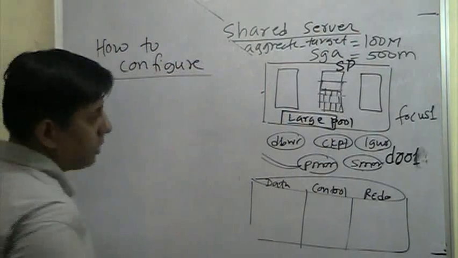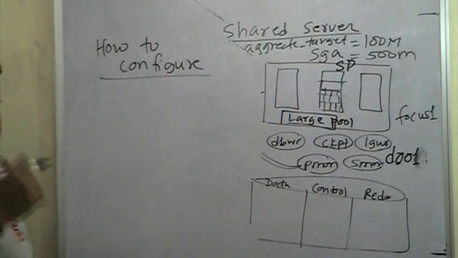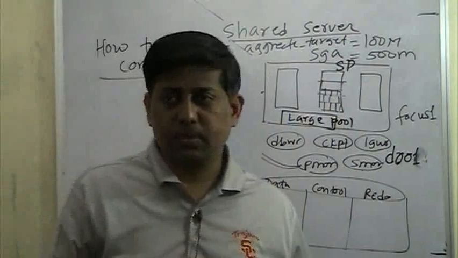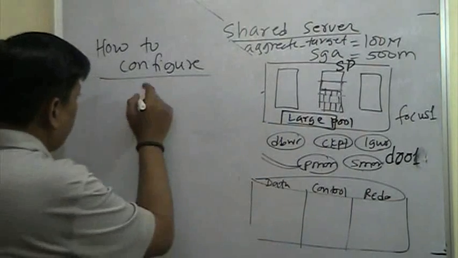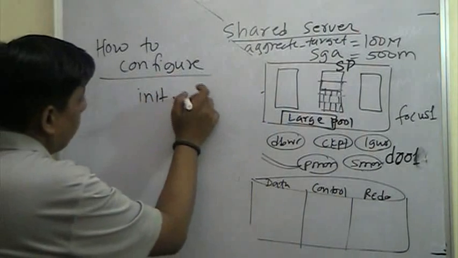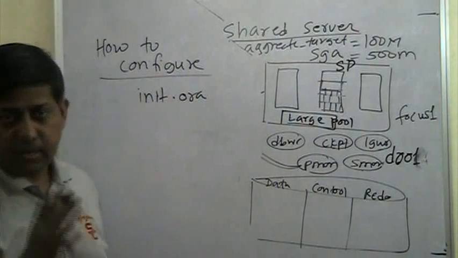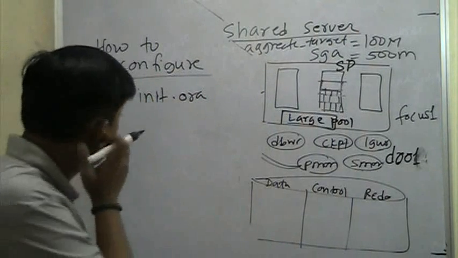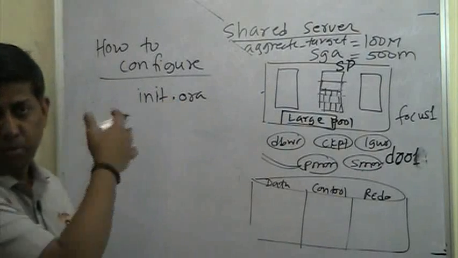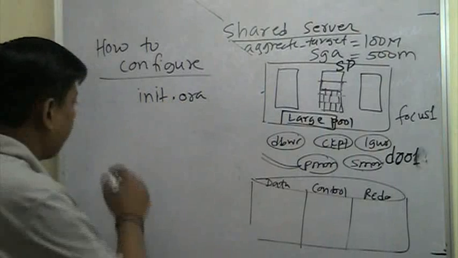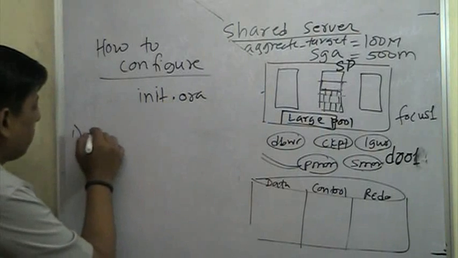How to configure a shared server? Once we know that we would like to set up the shared server, it's very easy. You go to your init.ora file. If you are using an SP file, then you may want to use the alter system command. If you are using the P file, then you would like to change this file. Whichever way, the first initialization parameter is called dispatchers.